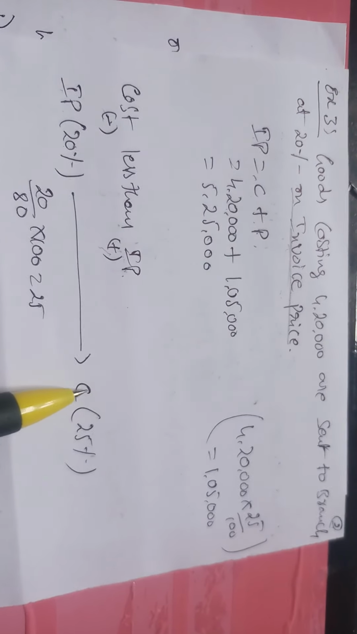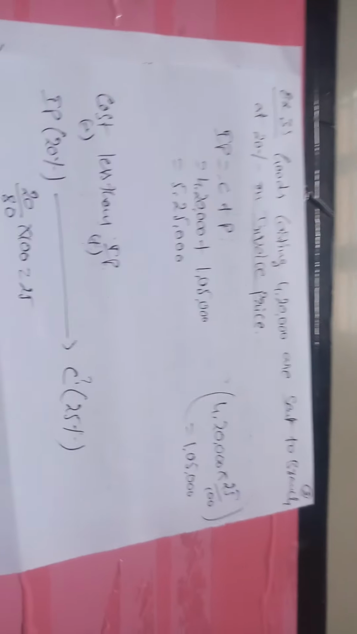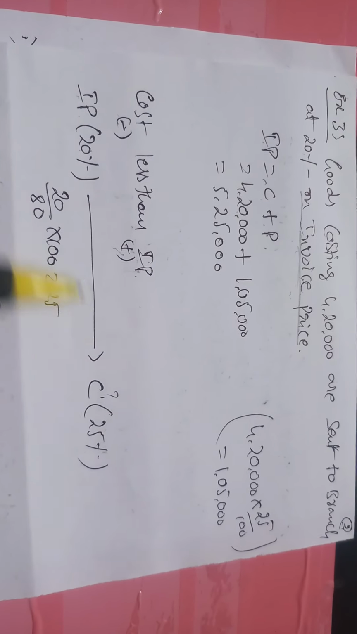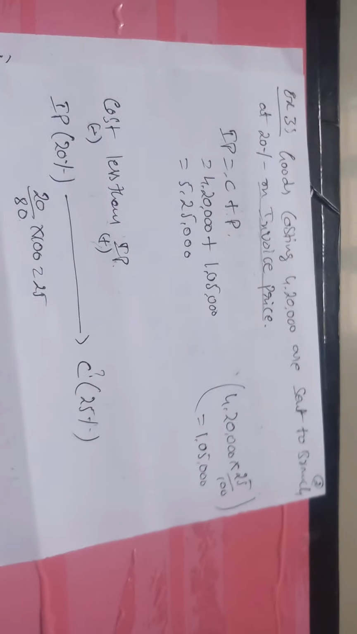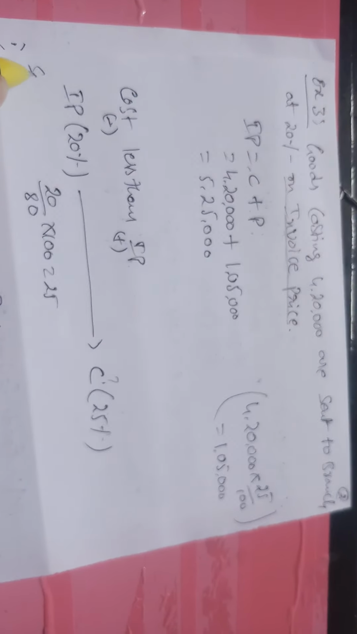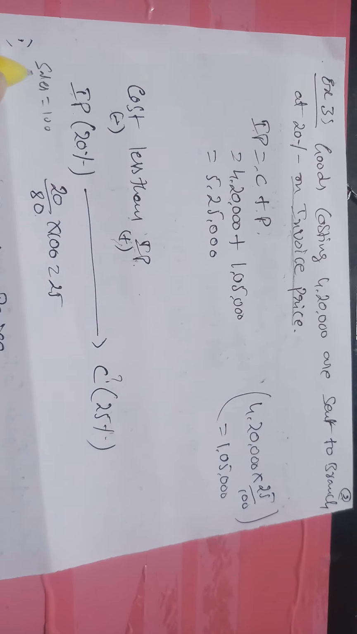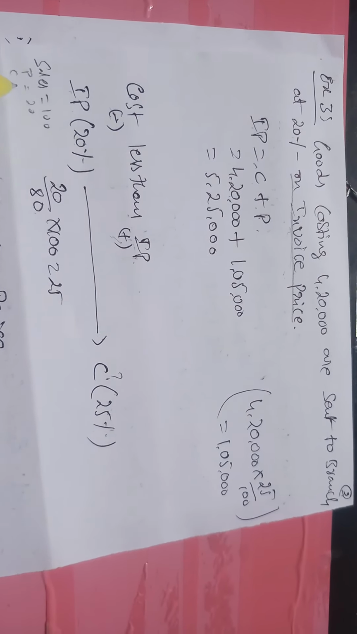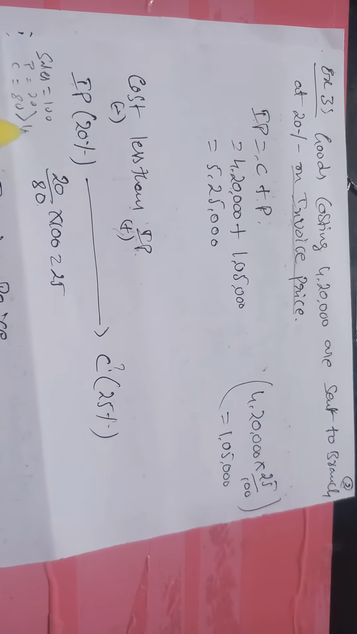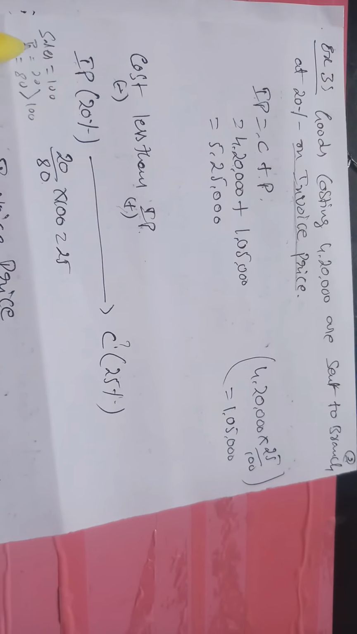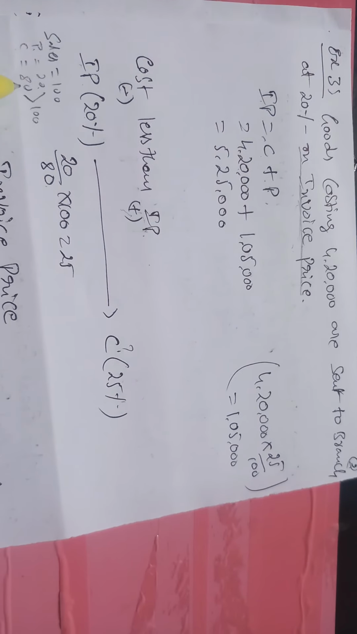So let me check what the cost percentage is. We don't know, so this is the question mark, the cost percentage. So how to calculate? 20 divided by 80. Why are you dividing by 80? Because sales is always 100%. In the invoice price, profit is 20% and cost is 80%. So 80 plus 20 is equal to 100% sales, right? Profit plus cost is equal to sales. So that's why we take 20 divided by 80.